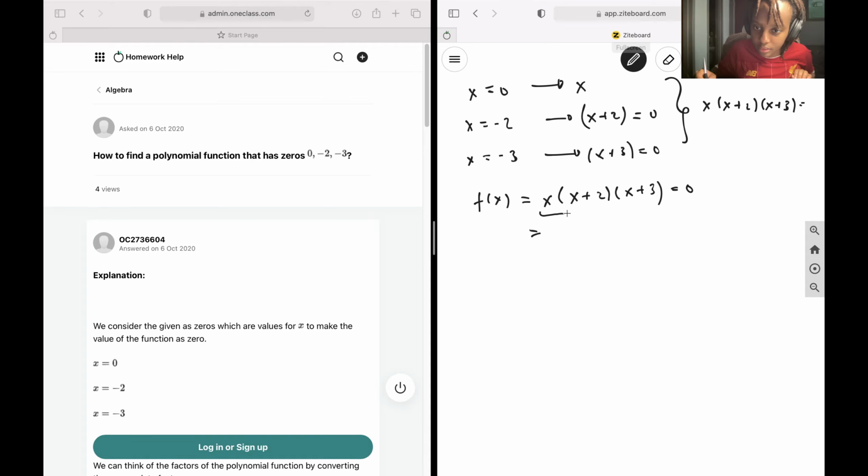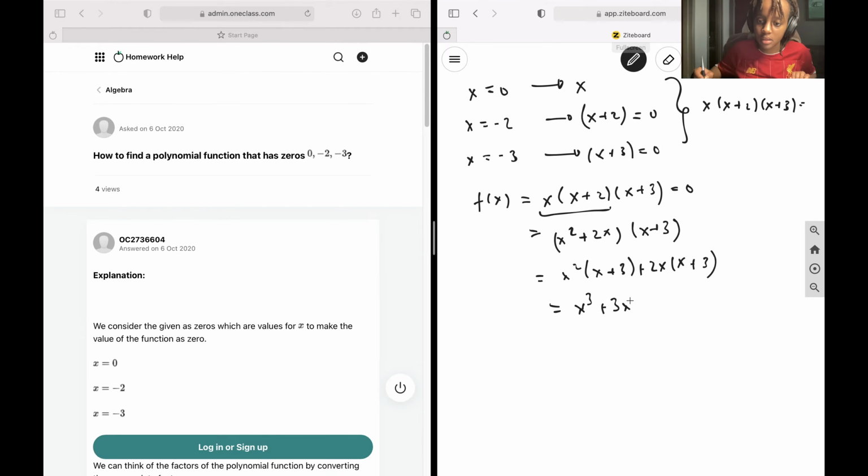This is going to give us x cubed plus 3x squared plus 2x squared plus 6x. And that's x cubed plus 5x squared plus 6x. And this is f of x, and that's just the product of the function zeros.